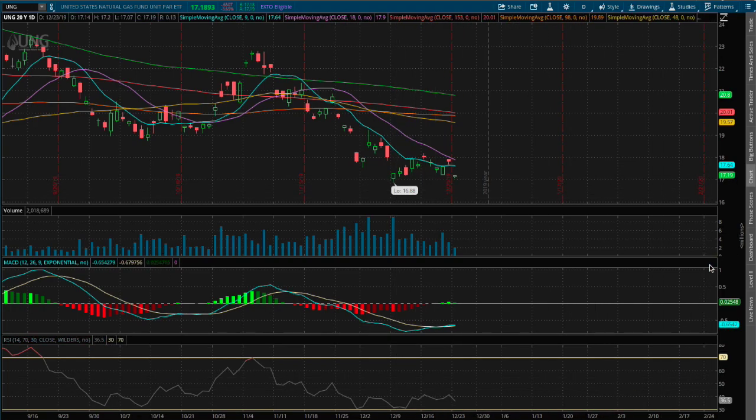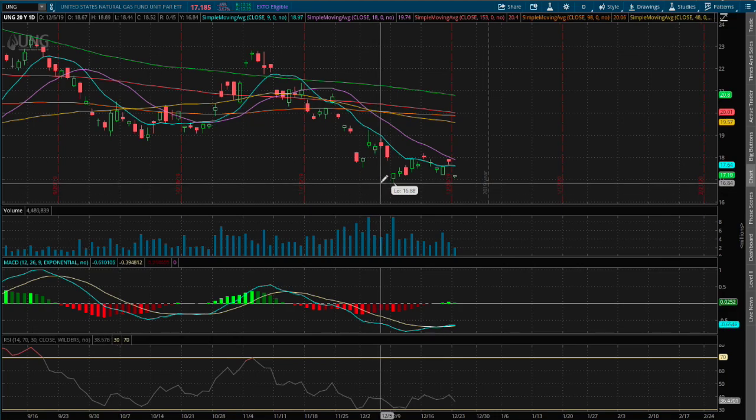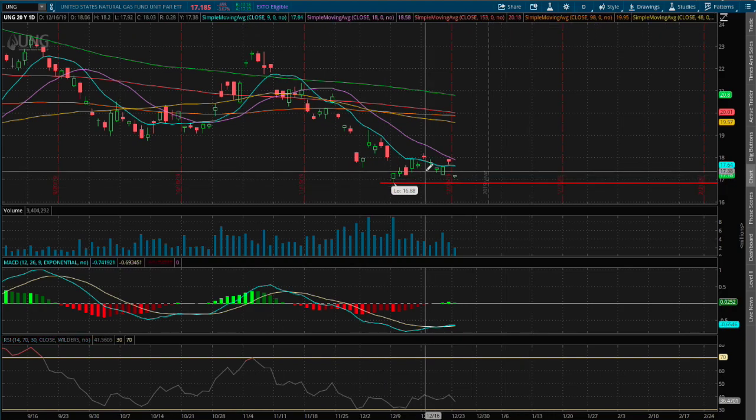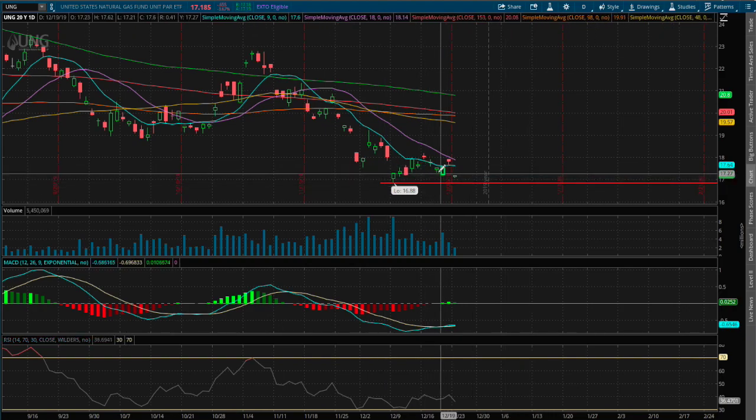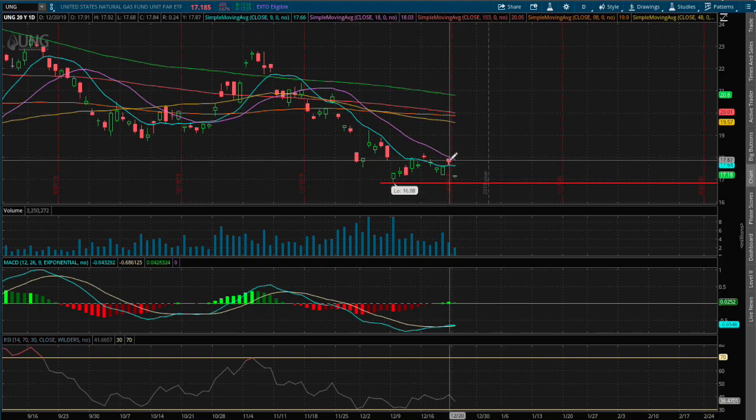So at the moment, our next support will be this all-time low at the price of $16.88. For resistance, we are seeing resistance that dated back to December 20th, slightly touching the 18-day moving average, this purple line. So that is our immediate resistance.